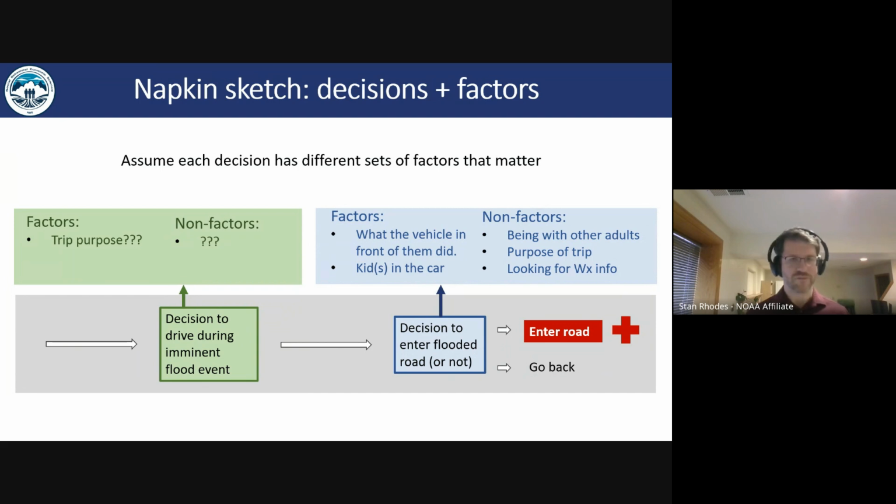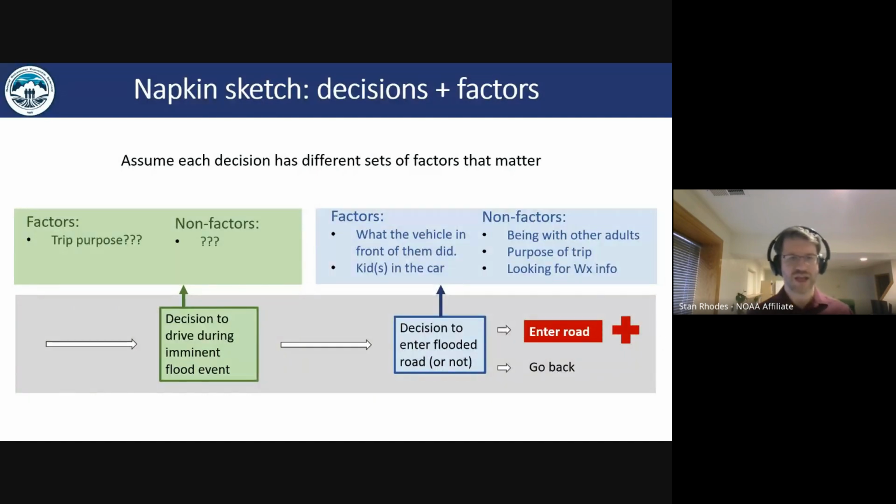And a key thing, and I'll probably emphasize this again, is assuming each decision has different sets of factors that matter. So for that first decision, on whether or not to enter the flooded road, the little research that we've looked at and some of the analysis we're doing on this data indicates that what the vehicle in front of them did is important, whether they have kids in the car, but there are a lot of things that aren't factors. So the purpose of the trip, looking for weather information, and so on. And it turns out often that these decisions are pretty different when we look at what little information we have. In some of the qualitative studies where people were interviewed, these decision contexts are different for each of these decisions.